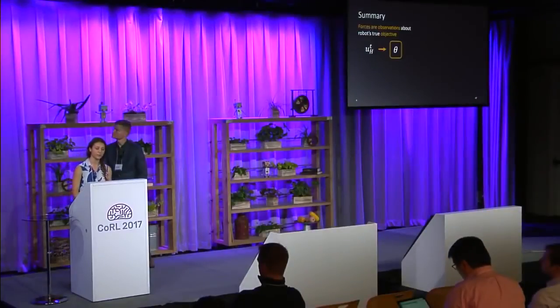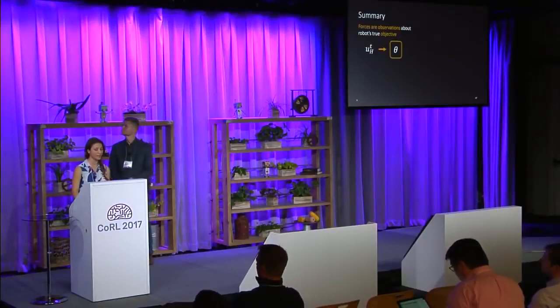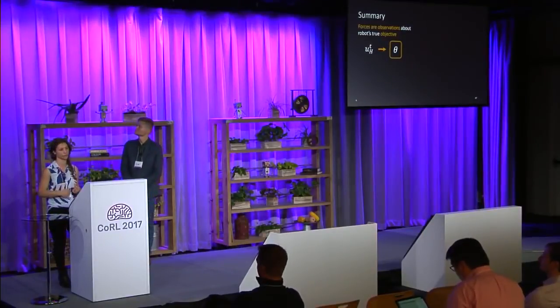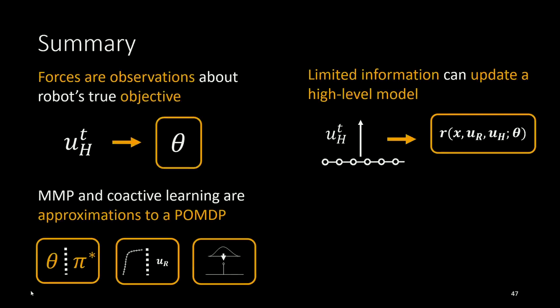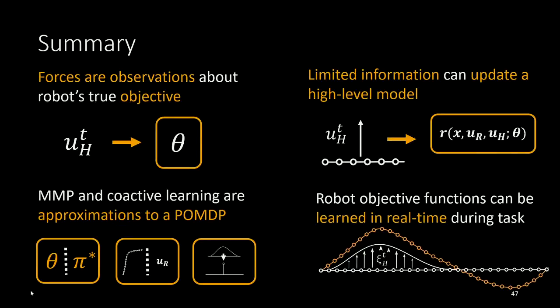Ultimately, in this work, we find four major contributions. First, we find that human forces can be used and leveraged as observations about the robot's true objective. We also find that limited information, just the torques that people apply on the robot, can be used to update the high-level model that the robot has about what it's actually doing. We also find that online max margin planning and coactive learning are approximations to this full POMDP that we talked about earlier. And finally, we find that robot objective functions can be learned in real time simply from physical human-robot interactions while the task is unfolding.